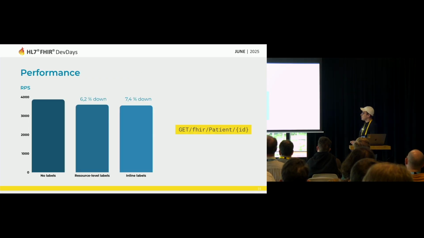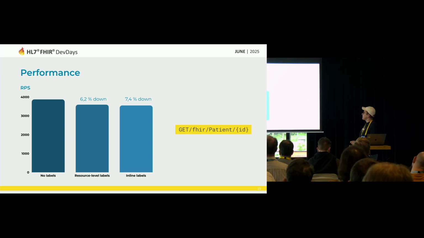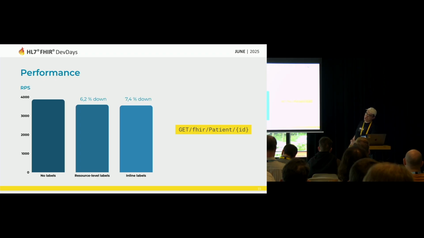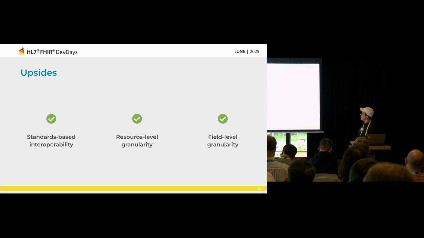As you may notice, the labeling enforcement adds processing overhead at several points. So we measured performance. We compared three Aidboxes: without labels at all, with labels only on the resource level, and with inline labels. It appeared we lost a bit more than 7% with inline labels. And I think if your application doesn't really fight for each millisecond of performance, it's not a big problem for you.